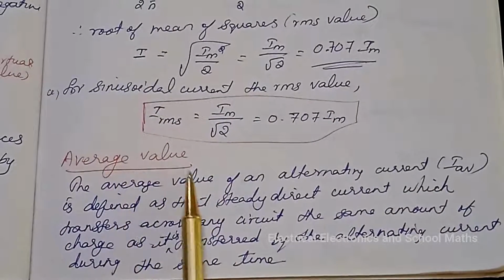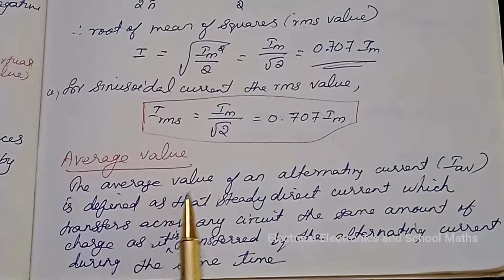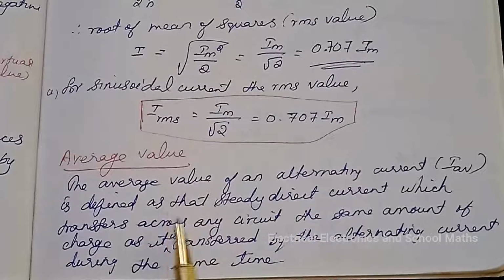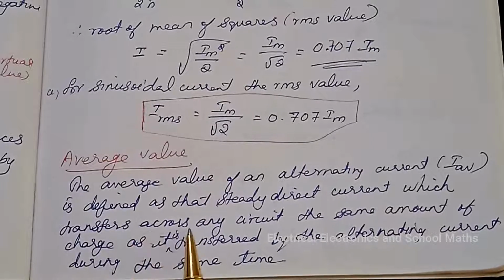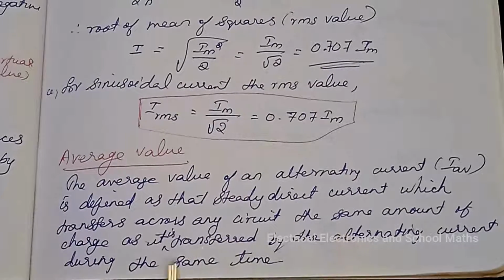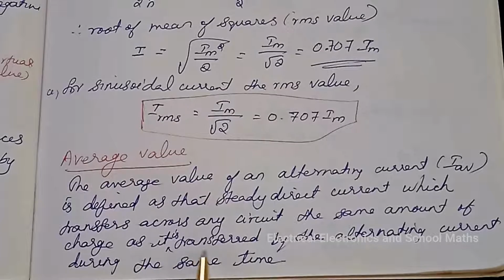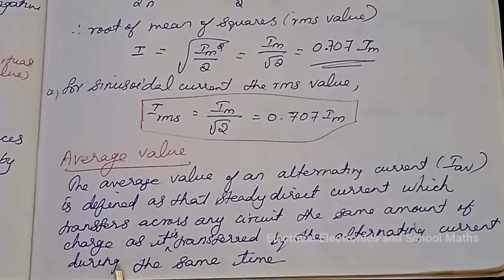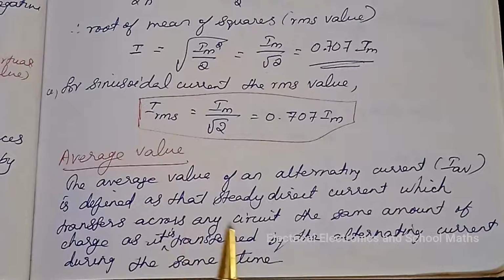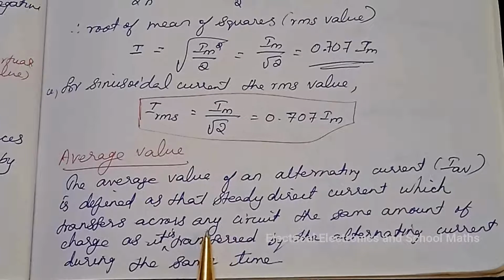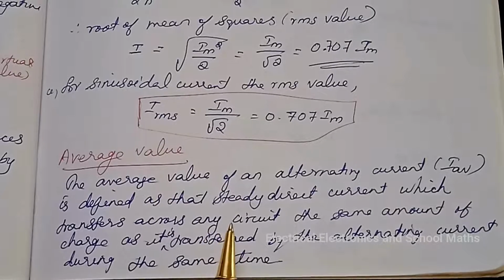Let us go through average value. Average value of an alternating current is defined as that steady direct current which transfers across any circuit the same amount of charge as it is transferred by the alternating current during the same time. In the case of a symmetrical alternating current, the average value over a complete cycle is 0. Hence, in such a case, the average value is found by considering one half cycle only.